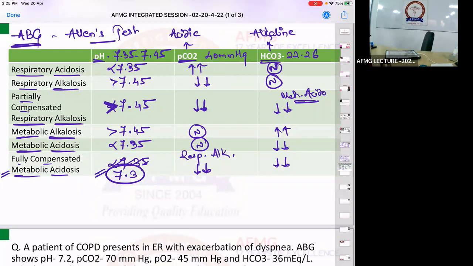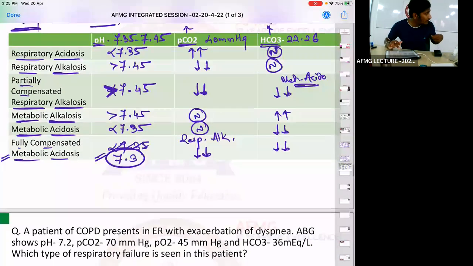These are easy to understand by reading. If the patient is having respiratory alkalosis, but the pH is still high, that suggests partial compensation. If the patient is having metabolic acidosis, but the pH is normalized, that suggests fully compensated metabolic acidosis. No issues with this. There is one more concept that was asked once in a question.